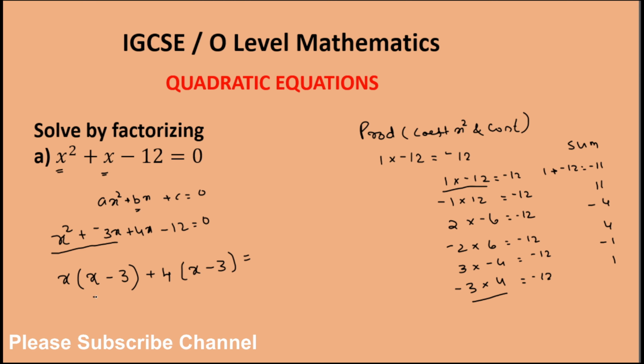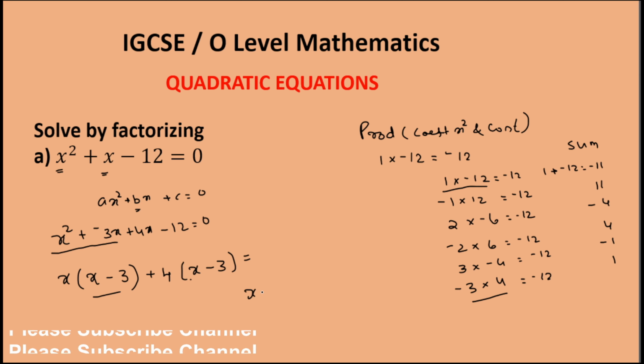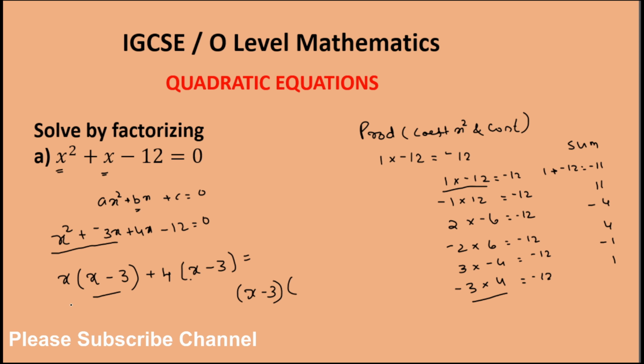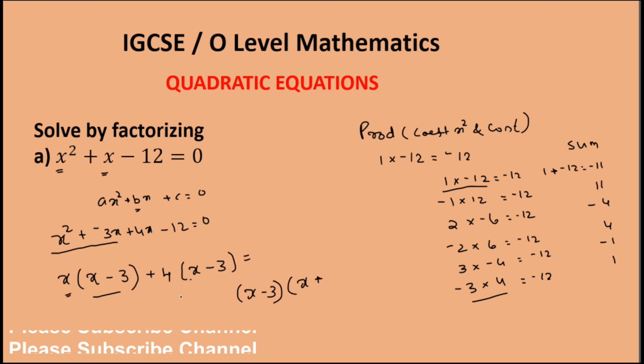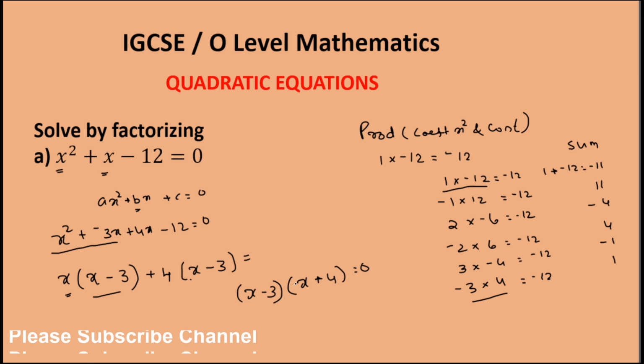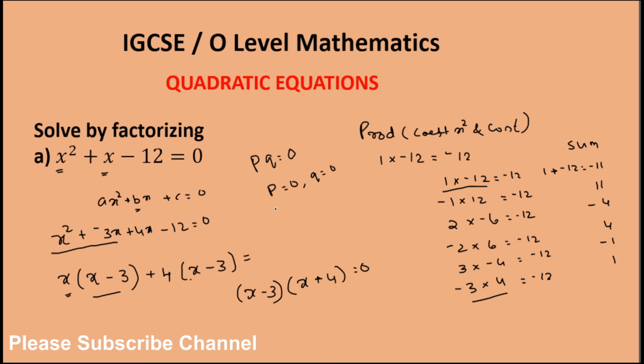Again, we can take x minus 3 as a common factor. So we can write x minus 3 into x plus 4 is equal to 0. So we are getting two factors, as we studied in an earlier class: p into q is equal to 0. That means the product of two numbers is equal to 0, so either p is equal to 0 or q is equal to 0 or both are equal to 0.